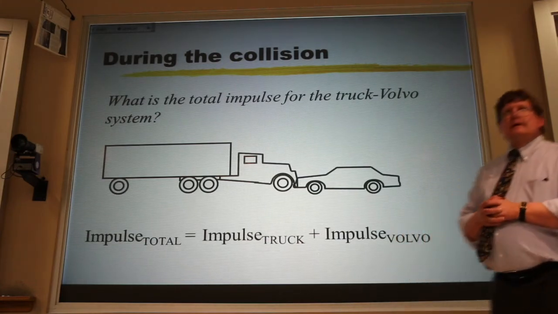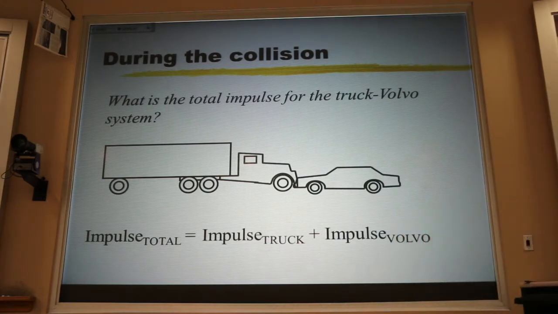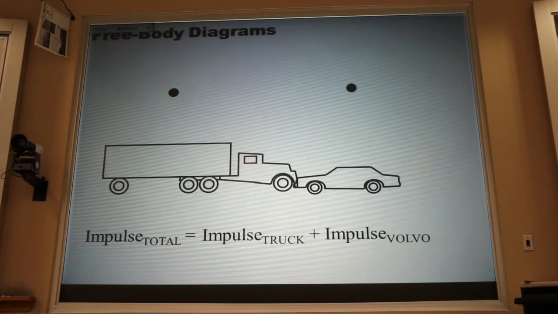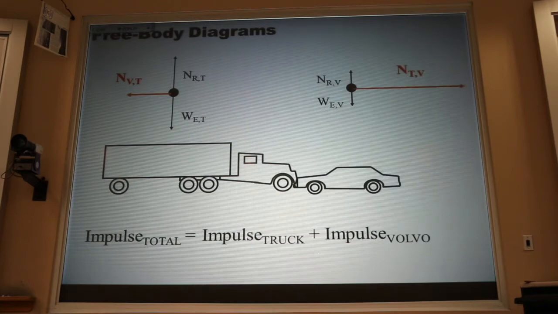together. Well, forces require free body diagrams. The truck and the Volvo have weight down and normal up, and then I have a normal force by the Volvo on the truck during the collision, and a much bigger force by the truck on the Volvo because the Volvo has more mass.